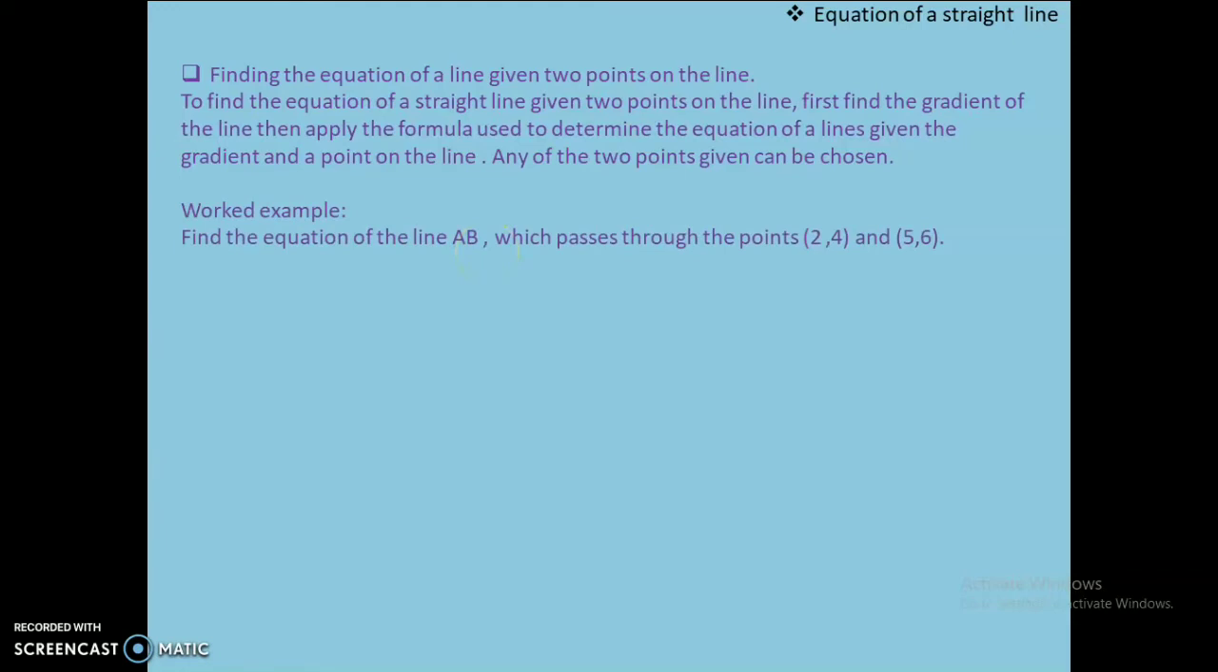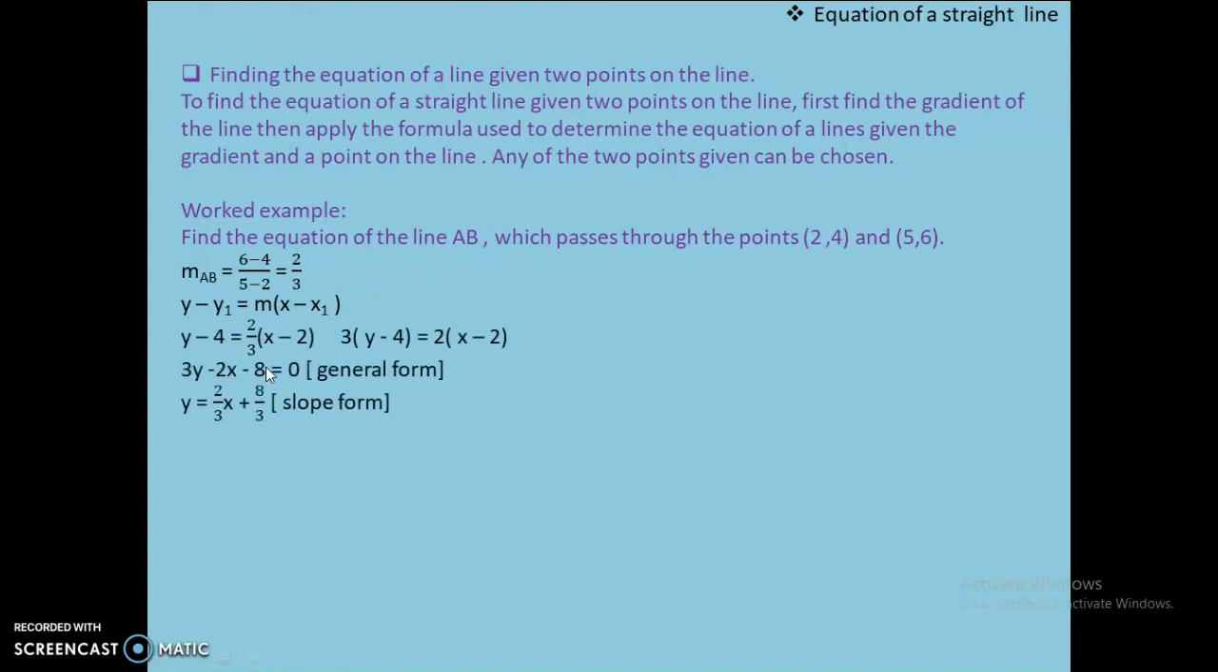Now we have to find the equation of the line AB, which passes through the points (2, 4) and (5, 6). So we know that we have to first determine our gradient, which is 2 on 3. Then we state our formula y minus y1 to be equal to m into brackets x minus x1. Then we substitute into our formula, then we arrive at 3y minus 2x minus 8 should be equal to 0.